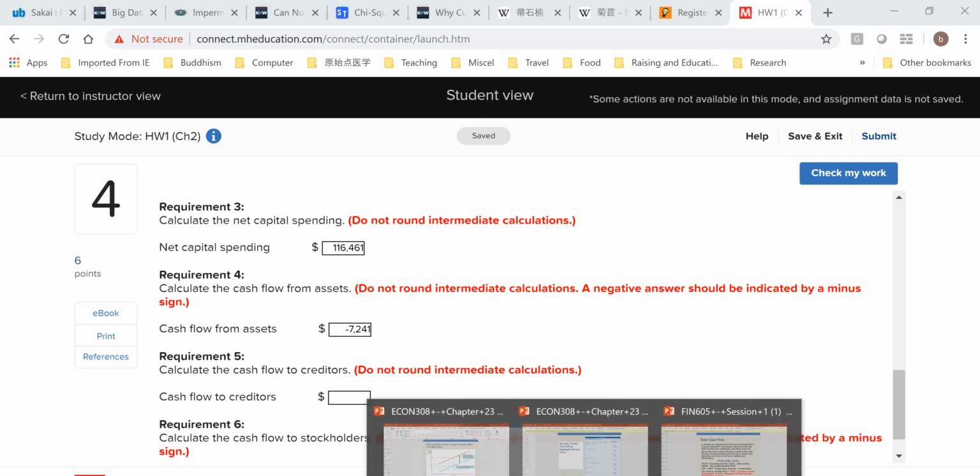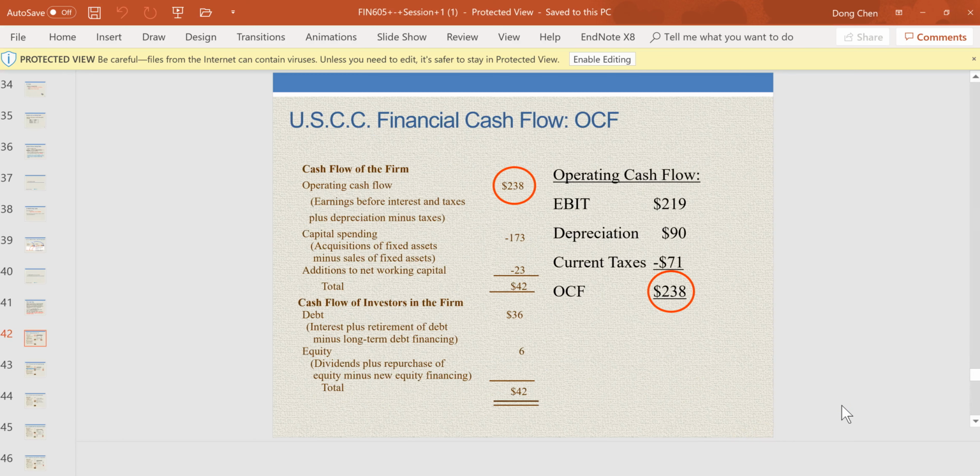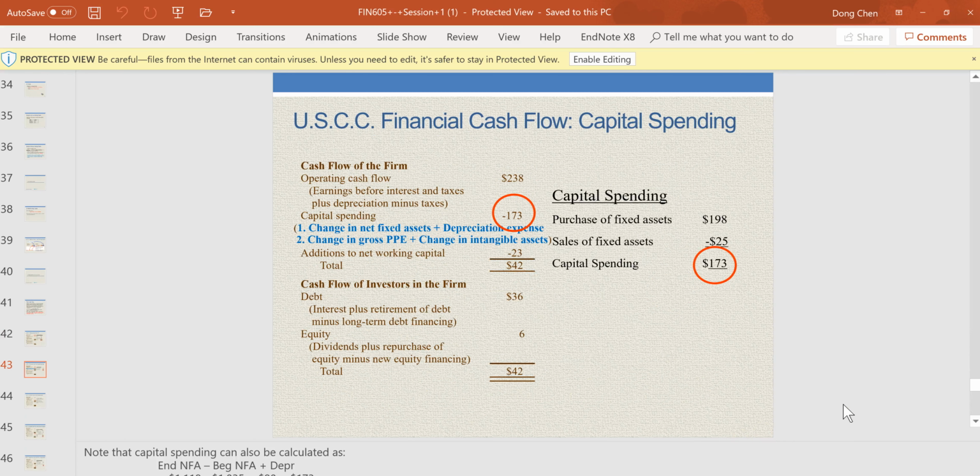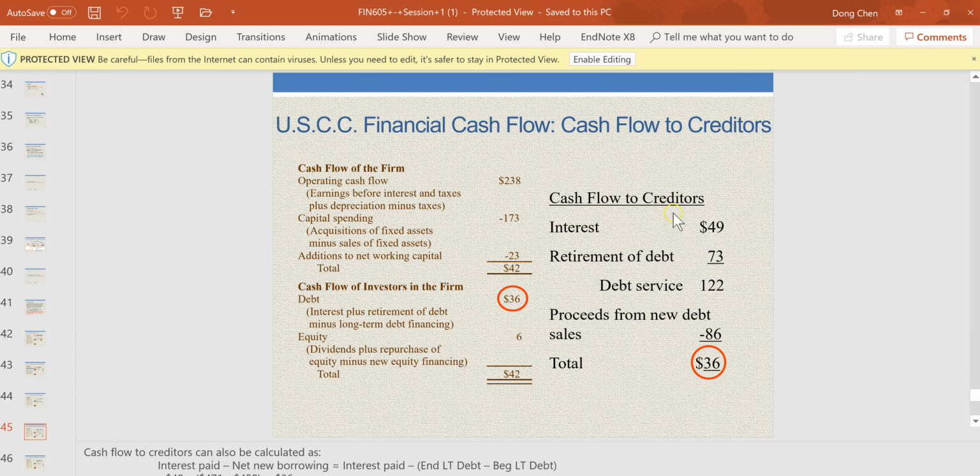If we check our next slides, you can find the formula: cash flow to creditors is the interest, and this is the retirement of debt, so we should add this number. If this is the issuance of new debt, then we should subtract this number. In other words, we should subtract the net issuance of new debt, which is the issuance of new debt minus the retirement of existing debt.